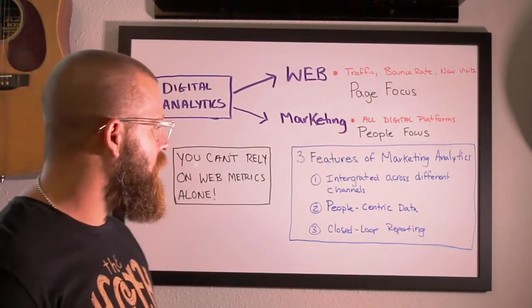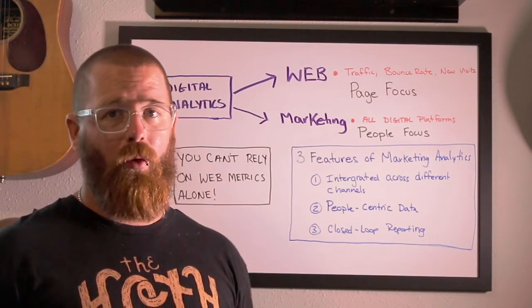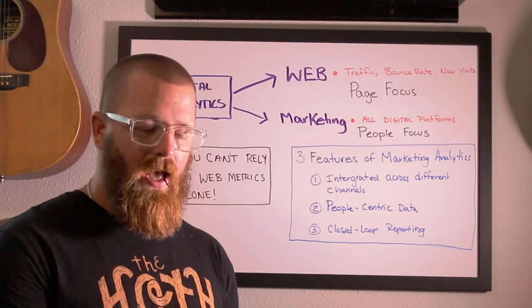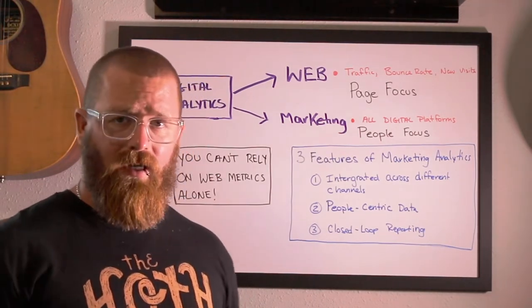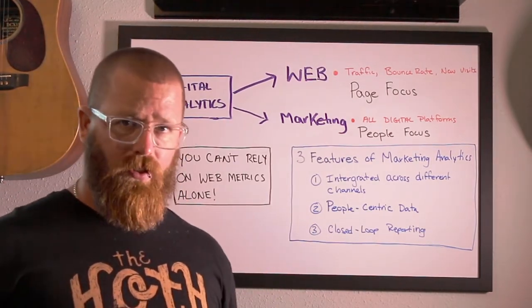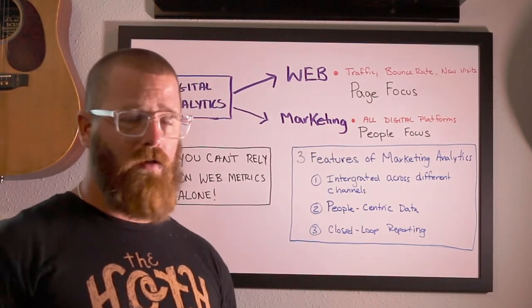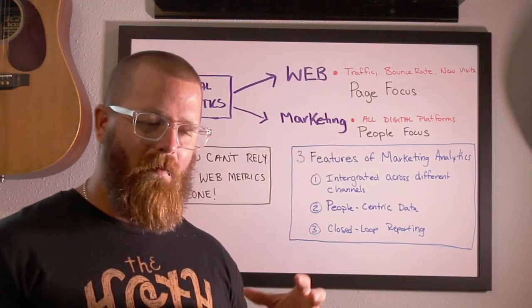And the third feature of marketing analytics is closed loop reporting. You're not going to be able to get closed loop reporting if you're just relying on web analytics because you need to understand the person, how that person came into your business, the steps that they took, and did they close. A lot of times we'll see companies that come in that are just using web analytics and they're looking at their sources and saying, we're getting so much traffic from LinkedIn. We need to focus there. And LinkedIn's a great source, so I'm not saying this is what's happening all the time.